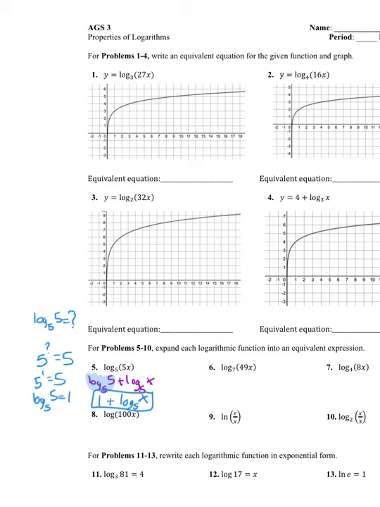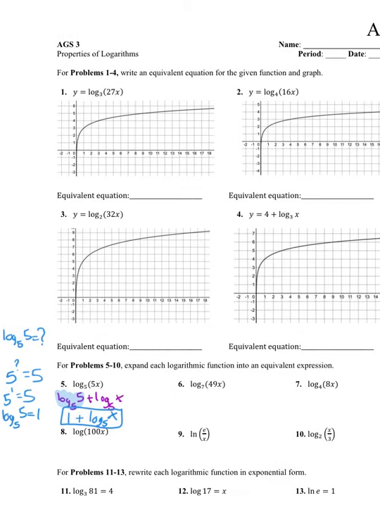All right, problems 11 through 13, I'm just asking you to rewrite each logarithmic function in exponential form. And problems 1 through 4, I'm going to ask you to write an equivalent equation for the given function. I expect you to use the parent function y equals log base 3 of x as your baseline. So you might want to graph that one in Desmos, write down the xy table for log base 3 of x, and then compare that table to problem number 1. And then for problem number 2, it's log base 4 of 16x, so you're going to want to use log base 4 of x as the parent function. Okay?